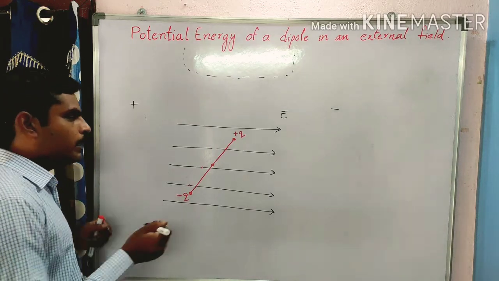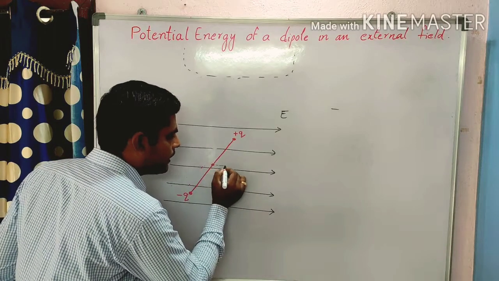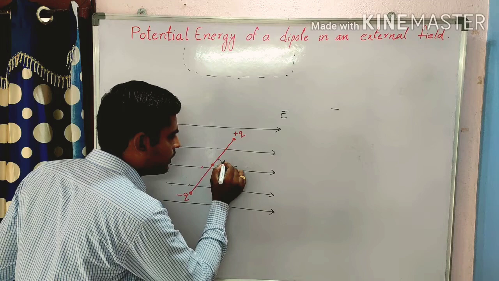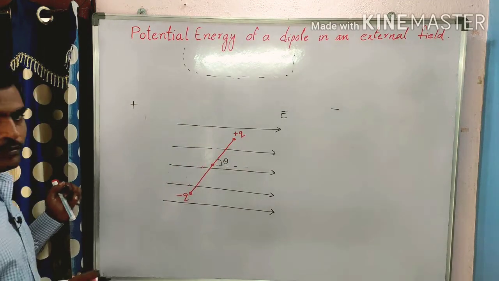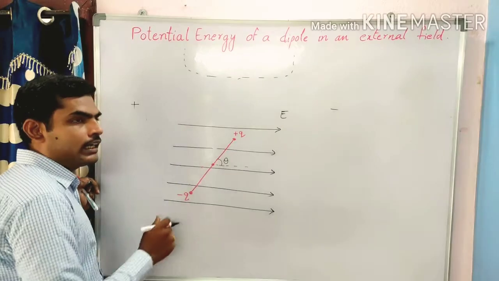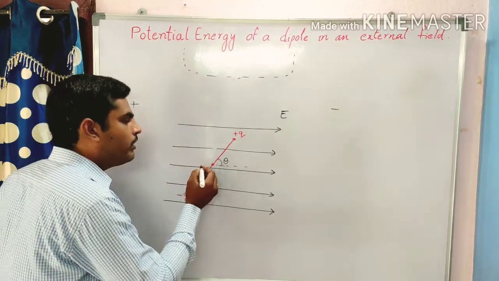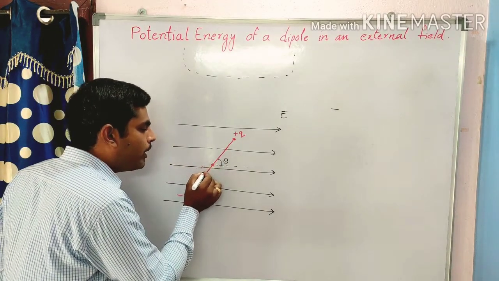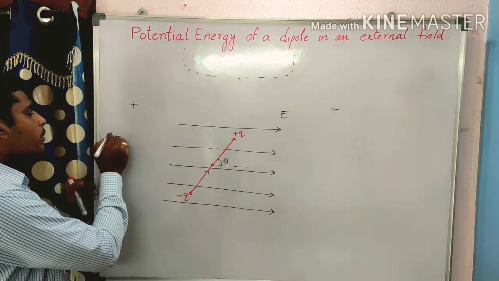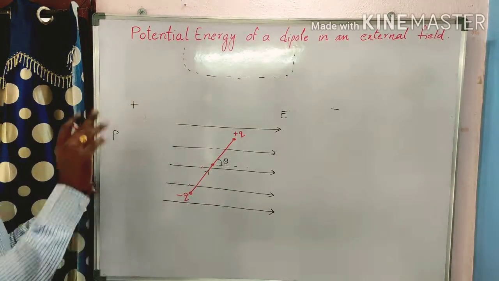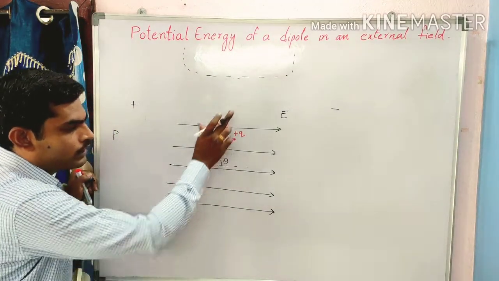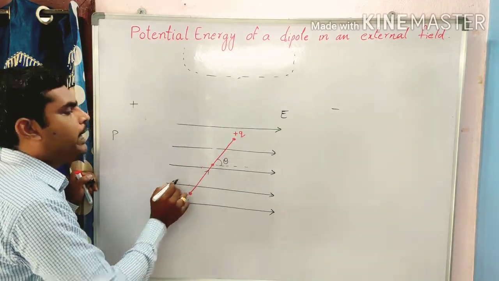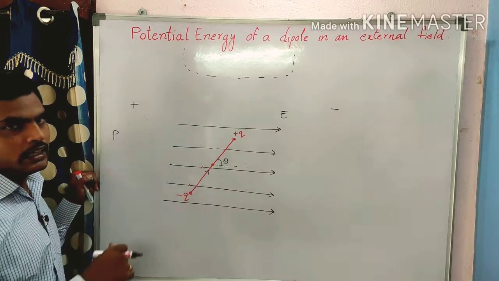This dipole is making an angle theta with the electric field. Actually, we have to say that the dipole moment P is making an angle theta. The dipole moment direction is negative to positive, so this is the direction of the dipole moment, making an angle theta.